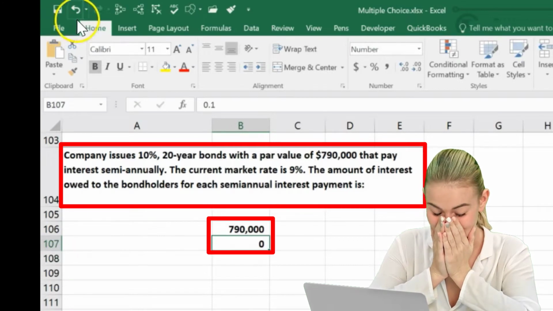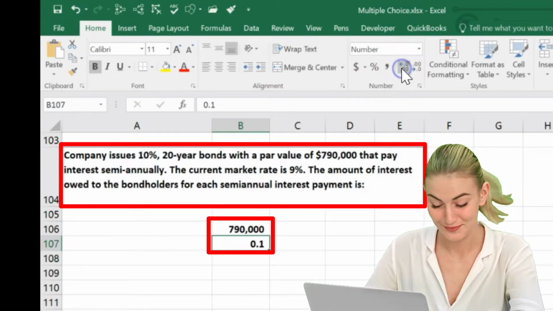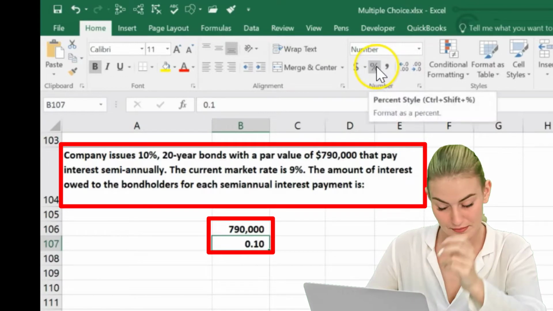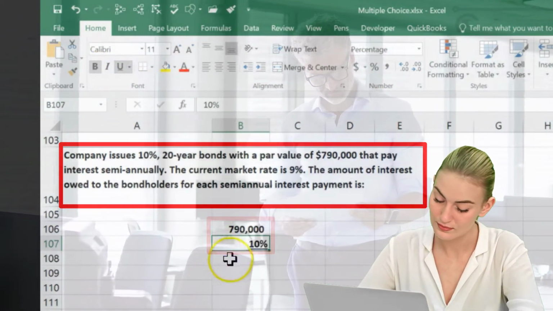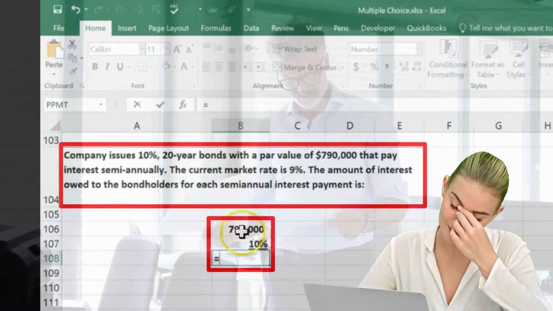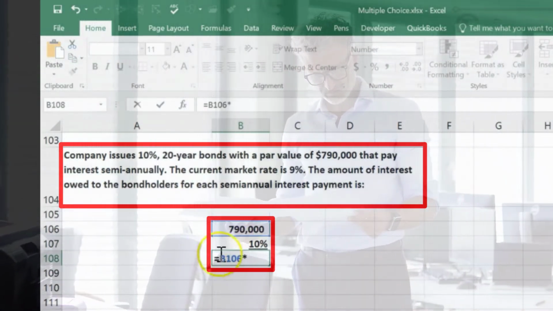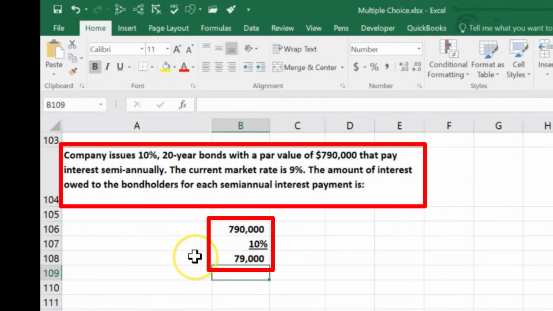I'm going to go to the Home tab. We're going to go to the Numbers group. We're going to add decimals or just go to the percent there. Then we're going to go to the Home tab, Font, underline that. And if we multiply that out, we've got the 790,000 times the 10%, and then we get the 79,000.